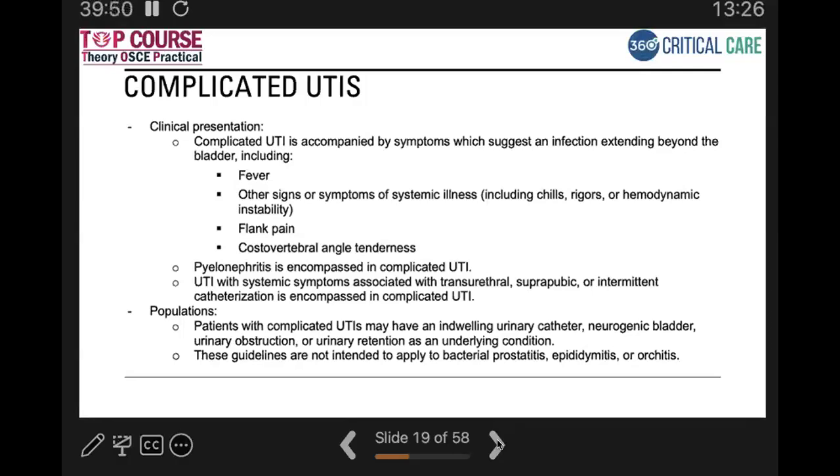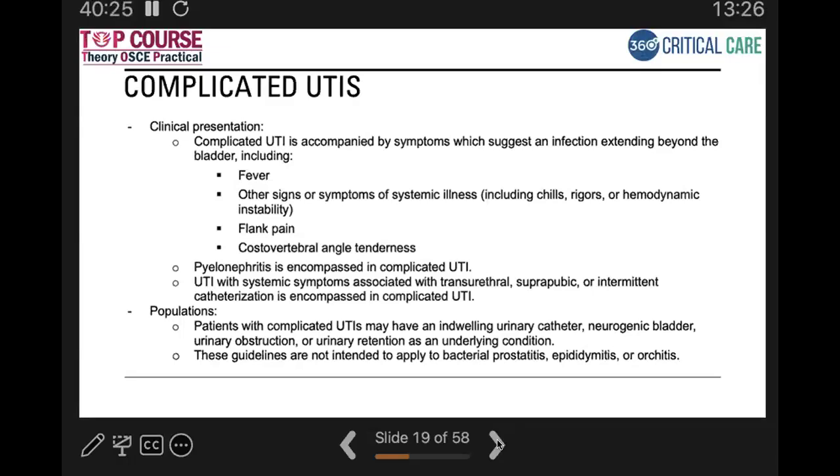And a patient with UTI with systemic symptoms associated with transurethral, suprapubic, or intermittent catheterization all come under complicated UTI. Okay. And patients with complicated UTI may have a catheter, neurogenic bladder, urinary obstruction, or urinary retention as an underlying condition. Complicated UTI also includes prostatitis and epididymo-orchitis, but the treatment is slightly different, and they have given it as a separate section, complicated UTI in men, which we'll be discussing in the later slides.